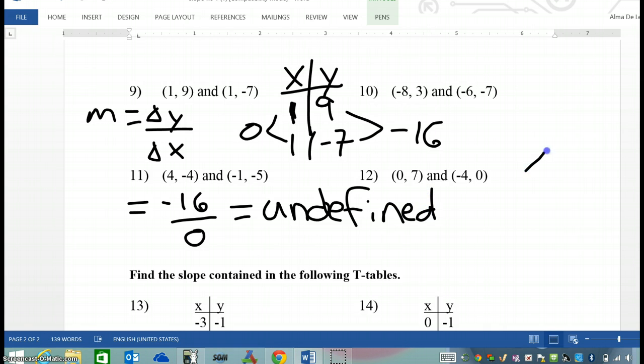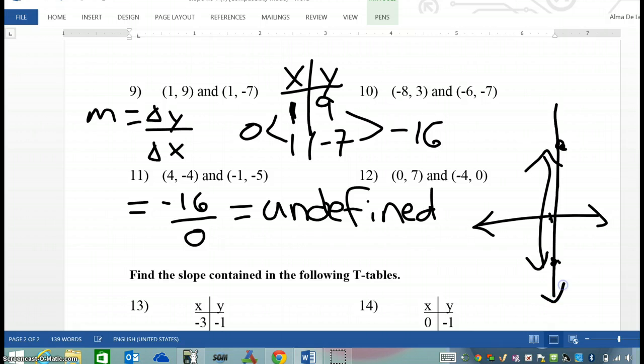Which makes sense because if you try to put these points on a graph, 1 and 9, we're going to say there is that point. And 1 and negative 7 would be down here. So you can already see that if you connect those points, you're going to end up with a vertical line. And a vertical line, if you recall from class, is so steep that we cannot really put a number to it. Instead, we put a curse word to it, which is undefined.